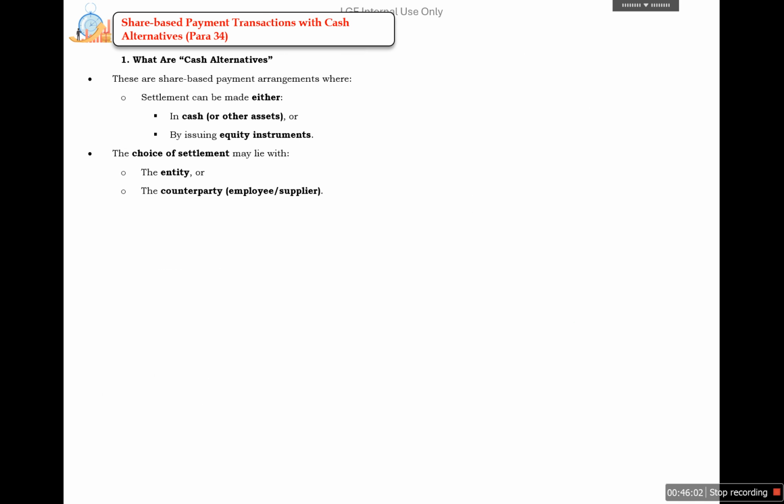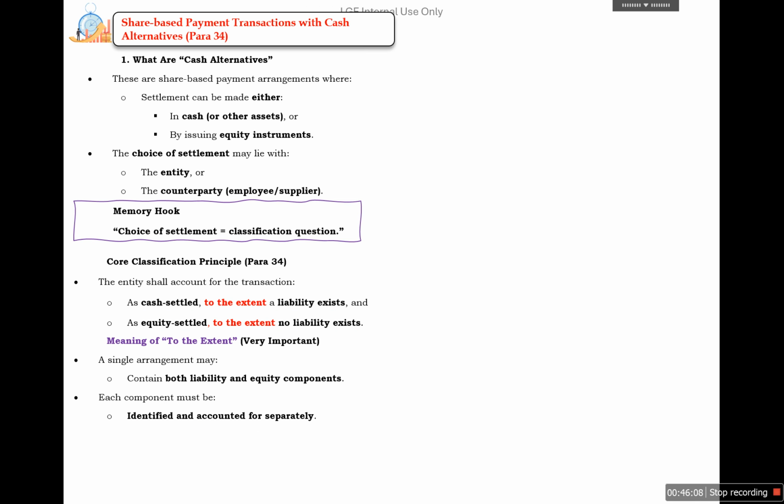So what are the cash alternatives? These are share-based payment arrangements where settlement can be made either in cash or by issuing equity instruments, and the choice lies with the entity or the counterparty. So here the entity gives an option to the employees: either you take the shares or you take the cash. The option lies with either the entity or the employee or supplier on how to settle the transaction. So this is a mixed, blended nature of transaction.